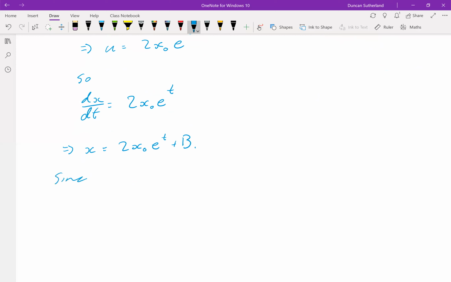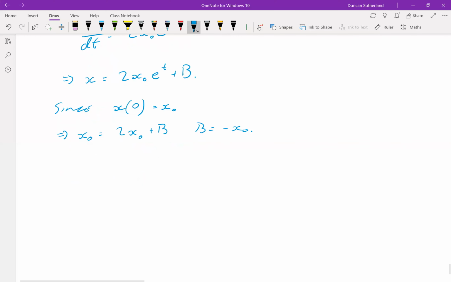Right, x at time naught equals x naught, right? That implies x naught equals 2x naught e to the t is 1 plus b, so b equals minus x naught. And that implies x equals 2x naught e to the t minus x naught.